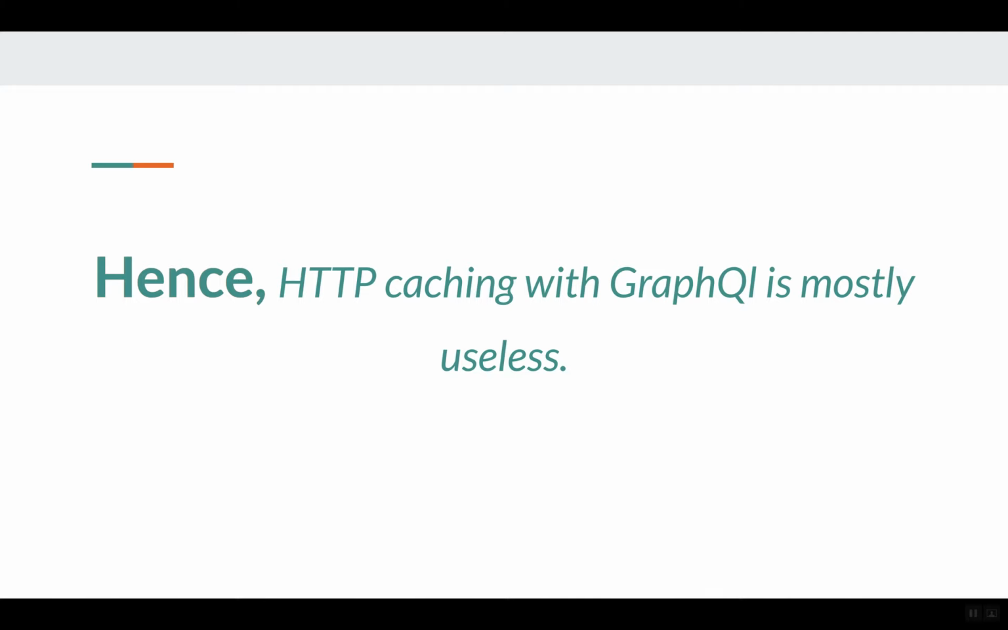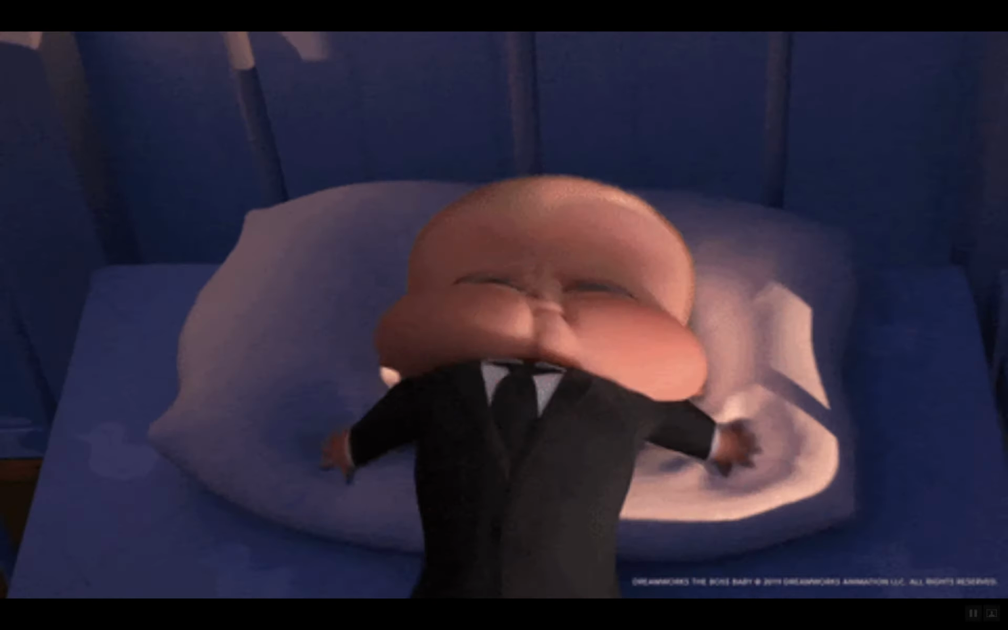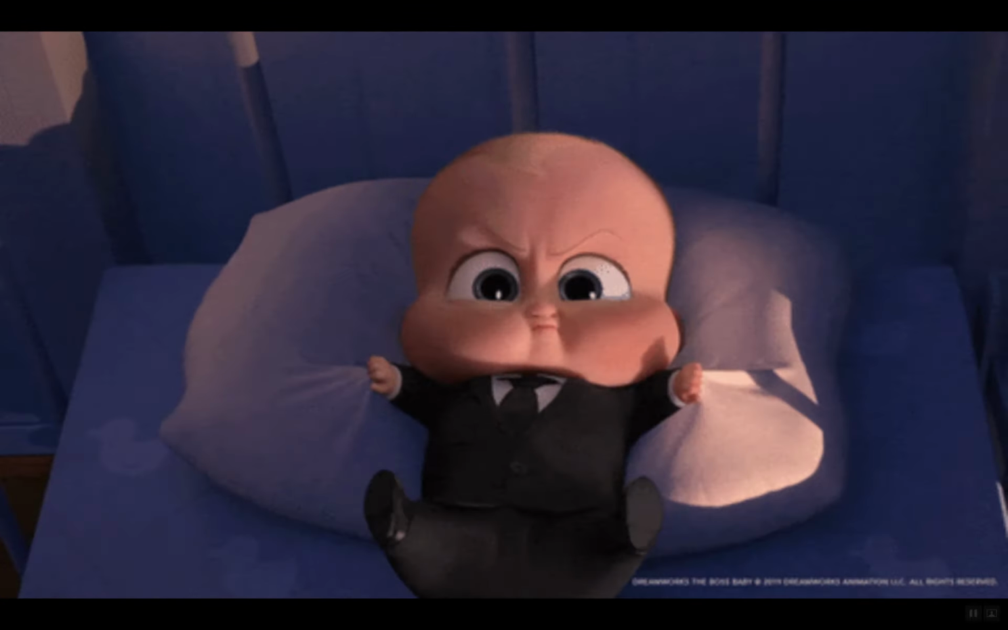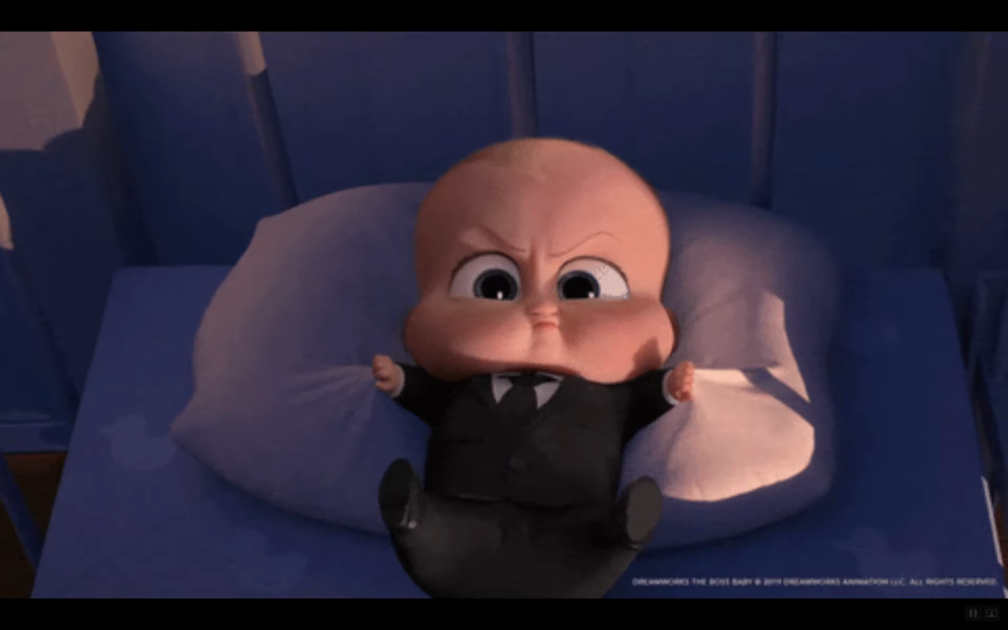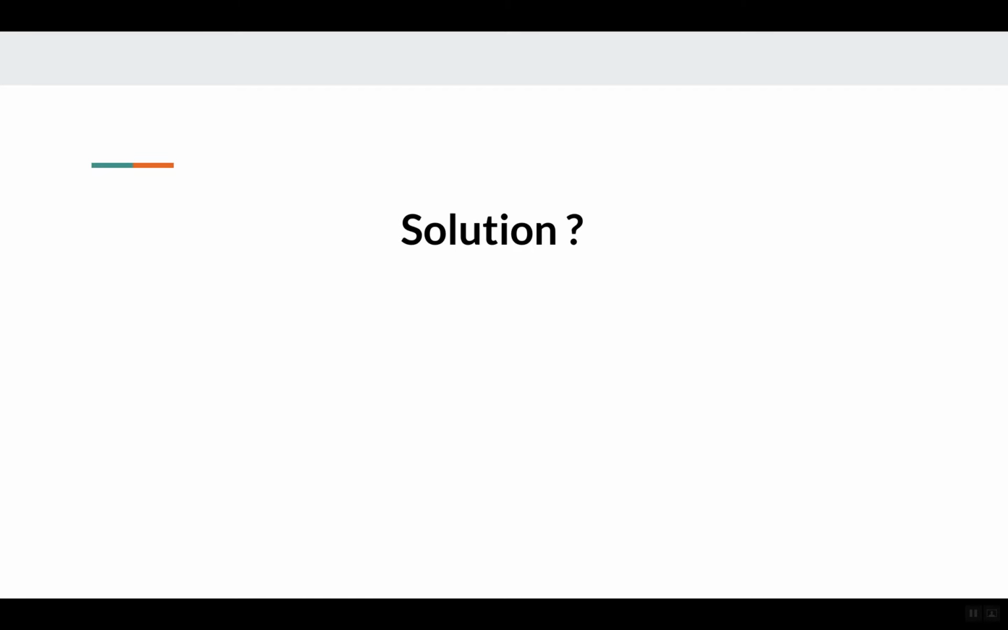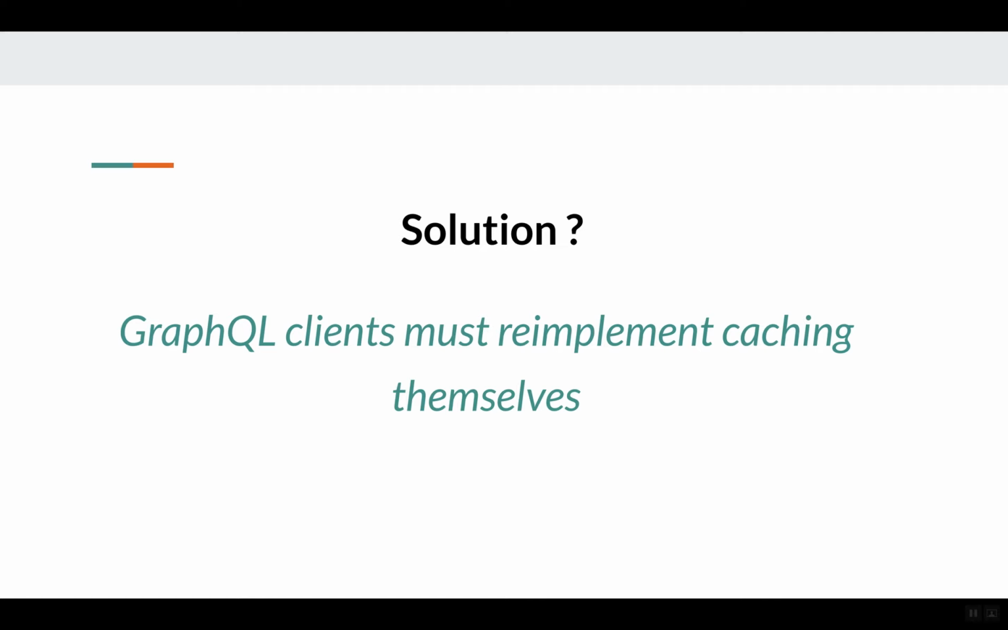So we talked about so many things, like GraphQL is this, GraphQL can do lots of stuff. Then if we are not able to cache the stuff, then why GraphQL? There should be some solution to that. Yeah, there is a solution. GraphQL clients must re-implement the caching strategy by themselves.